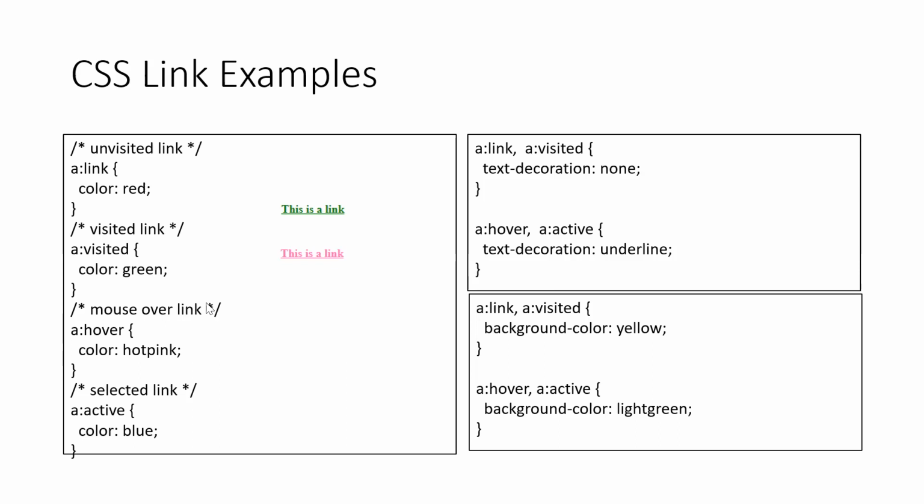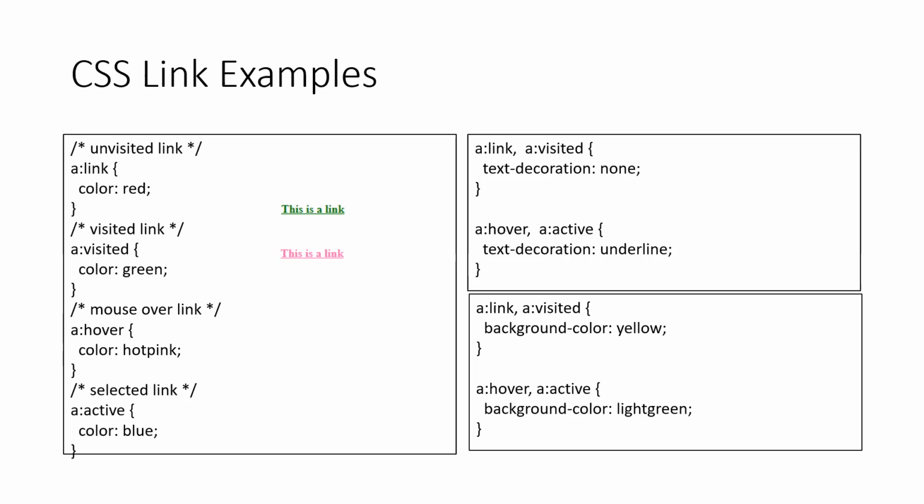And then, for example, if you don't want to show the underline when you create a link and visit it, we can say text-decoration is none. When you hover over it, we can say text-decoration is underline, which means when you move on top of the link, it will display the underline. When you visit it, we say background is yellow. And when it's active, we use light green.